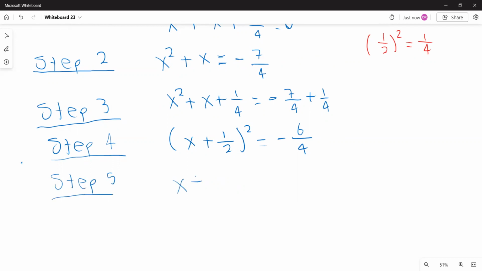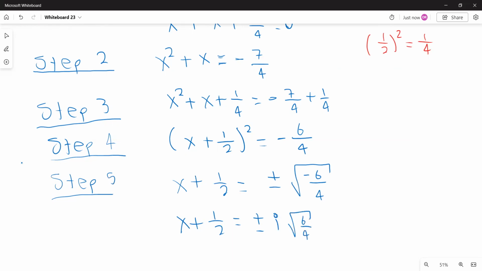So x plus 1/2 is plus minus the square root of -6/4. Or this is plus minus i square root of 6/4. Square root of 6, we will not be able to simplify that, but we can do something about the 4. So this is plus minus i square root of 6 over square root of 4. And square root of 4 is 2.